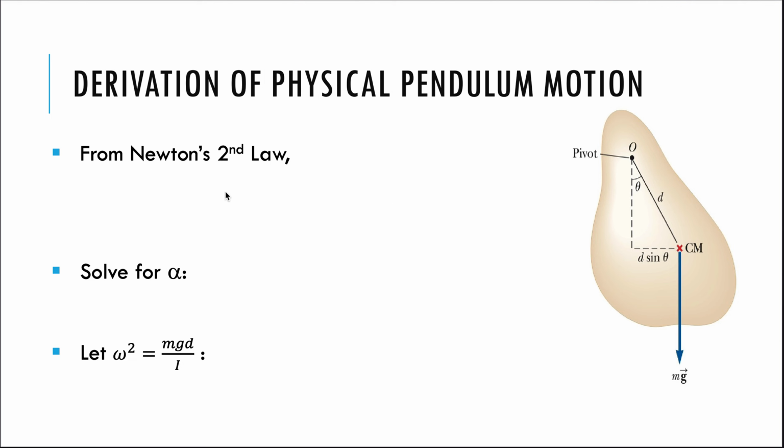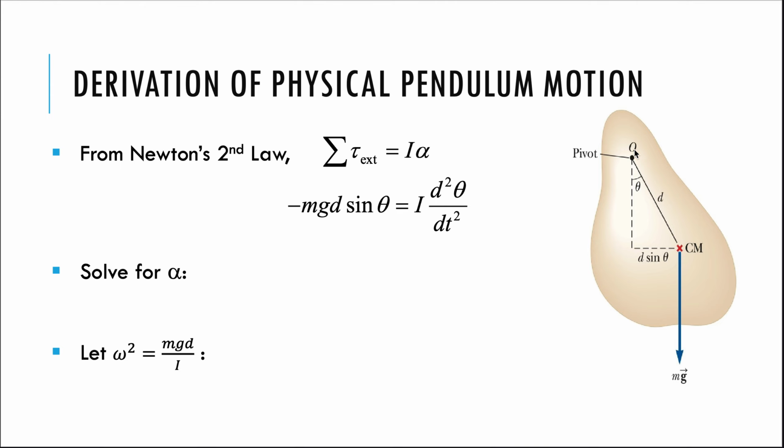What we're going to do is start from Newton's second law for rotational motion. The net external torque equals the moment of inertia times the angular acceleration. Now we're going to plug in what we know. The torque on this object that's causing the rotation is due to the weight of the object, which acts at the center of mass. So if you draw a line here, this is the force line.